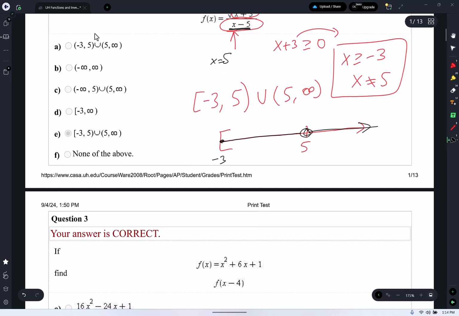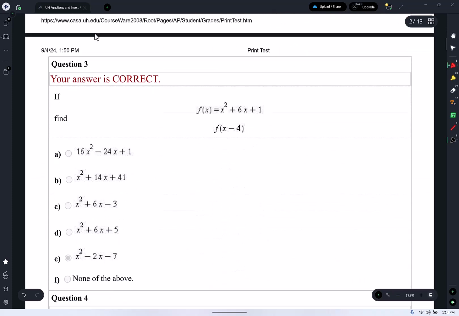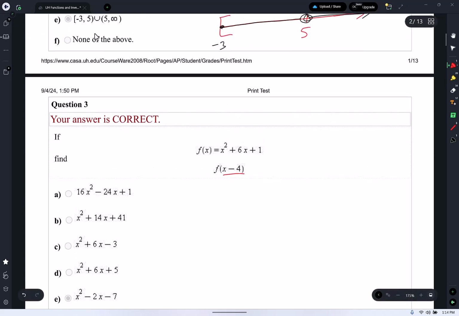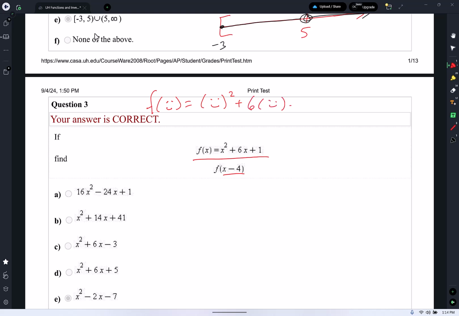All right, let's go to number 3. Number 3, this is called an argument, guys. Whatever you have inside the parentheses. So because they tell you that f of x is this, if I were to tell you give me f of happy face, you would tell me happy face squared plus 6 times happy face plus 1.